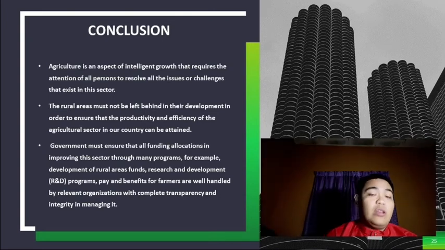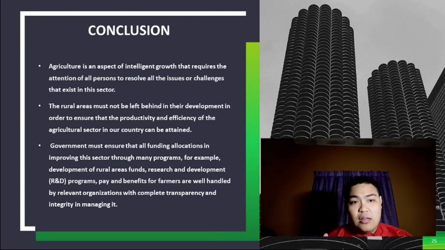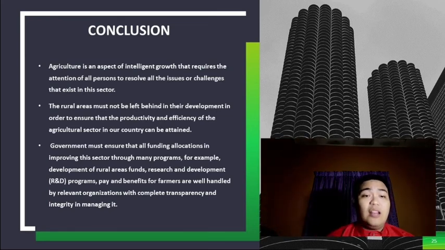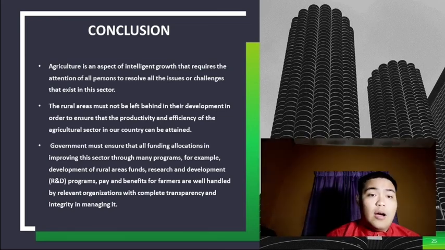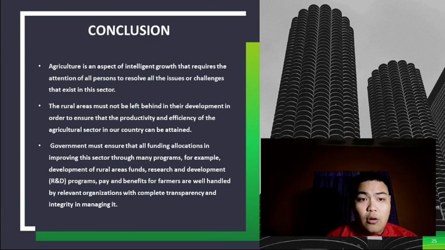So, from that we know that the agriculture sector is also important and gives revenue to our economy, the Malaysian economy itself. Thank you.